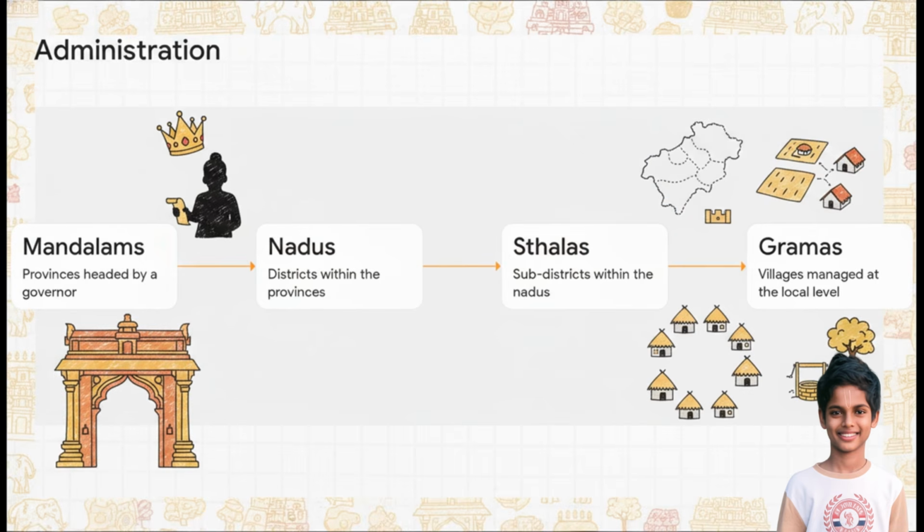So, to govern all of South India efficiently, Krishnadeva Raya and his ministers set up this incredibly smart, step-by-step administrative system. The whole empire was sliced into large provinces called mandalams, which were each headed by a governor. Those were broken down into districts called nadus, then sub-districts called stalas, and right down at the bottom, local villages known as gramas. It's just a perfect, logical trickle-down system.